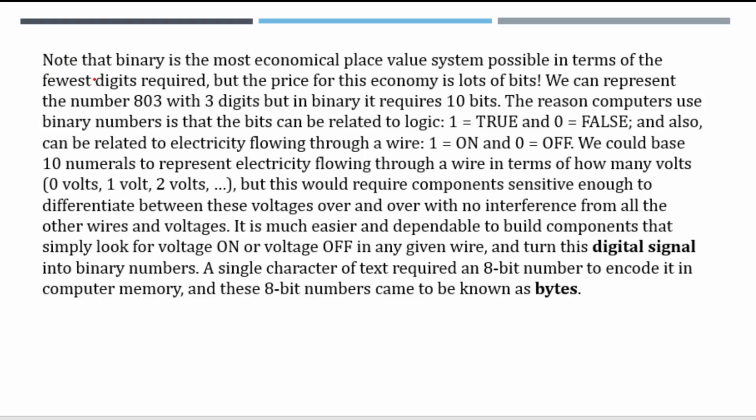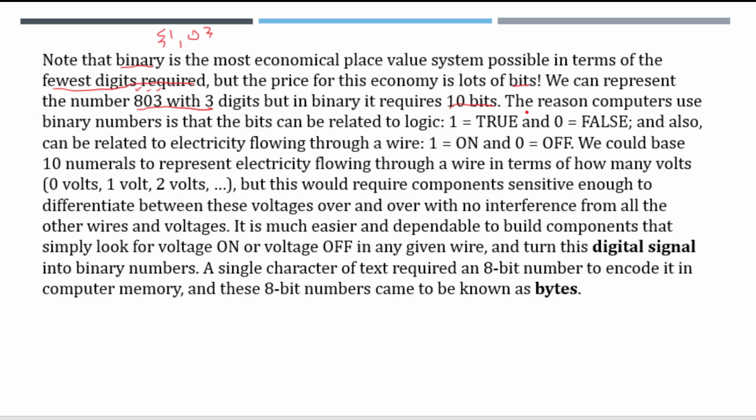Okay, well this is a read in your book, but I'm going to go over it a little bit because it's pretty important. Note that binary, which is base 2, is the most economical place value system in terms of the fewest digits required. Only a 1 and a 0. That's all we use. That's the setup. But the price for this economy is a lot of bits, right? We can represent 803 with 3 digits. There they are. 1, 2, 3 digits. But in binary, it requires 10 digits. Each digit is called a bit there.